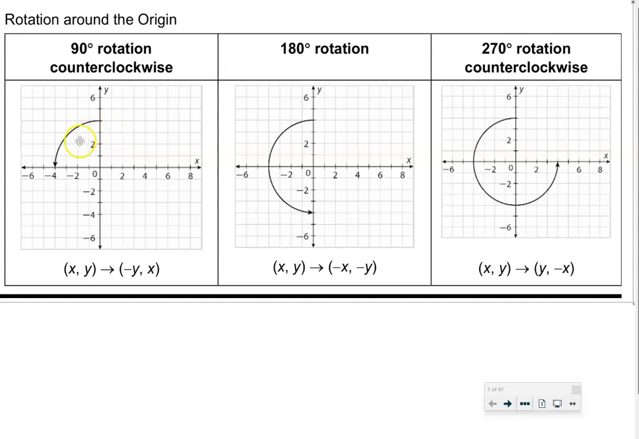We're going to take a look at some points. We're going to take some geometric shapes. We're going to plot them out. We're going to apply the rule to them and then plot the new points for the image. So we're going to go from pre-image to image here. So let's take a look at a few examples.